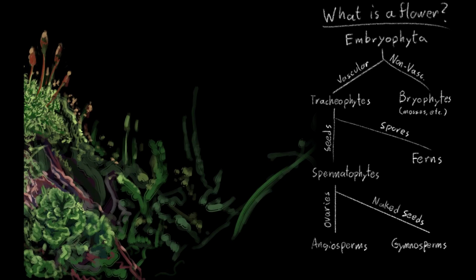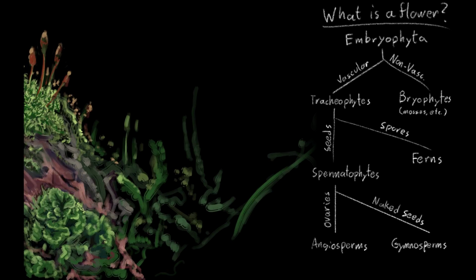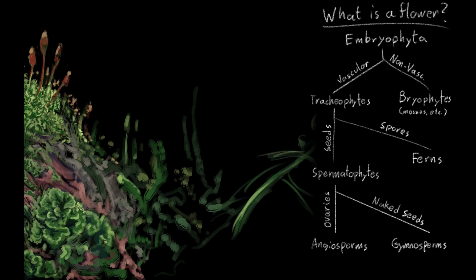The next divergence is that of the spermatophytes. Spermatophytes form seeds, structures which put a protective coat around the plant embryo and often have a nutrient reserve inside to help it germinate. Plants like ferns and lycophytes are vascular, but they reproduce with spores instead of seeds.